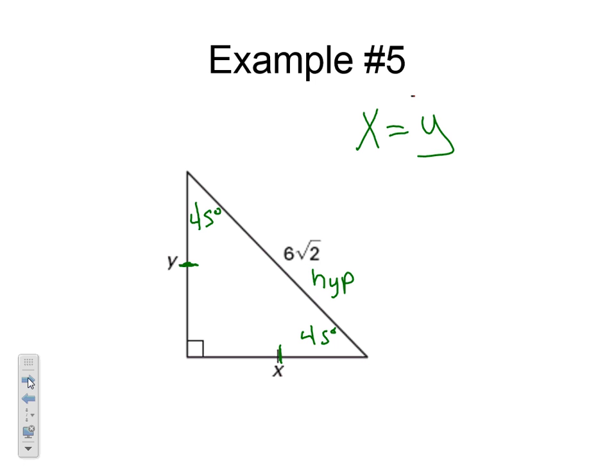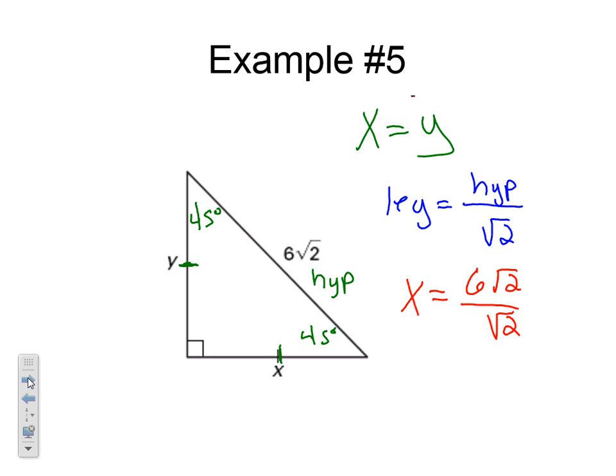Now when I plug this in, all I need to do is find my leg. So it's leg equals the hypotenuse divided by the square root of 2. So my legs, I do not know. So I'm just going to plug in x for that. So x equals, my hypotenuse is 6 square roots of 2 all over the square root of 2. So I come here, these can cancel. So x equals 6. And if x equals 6, so does y, because they are the same.